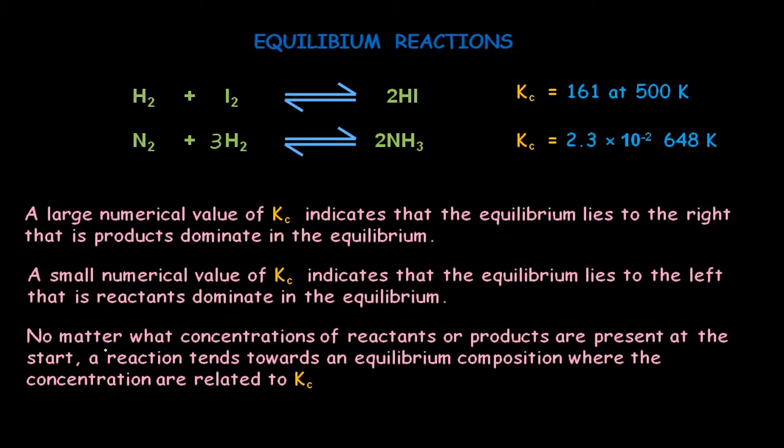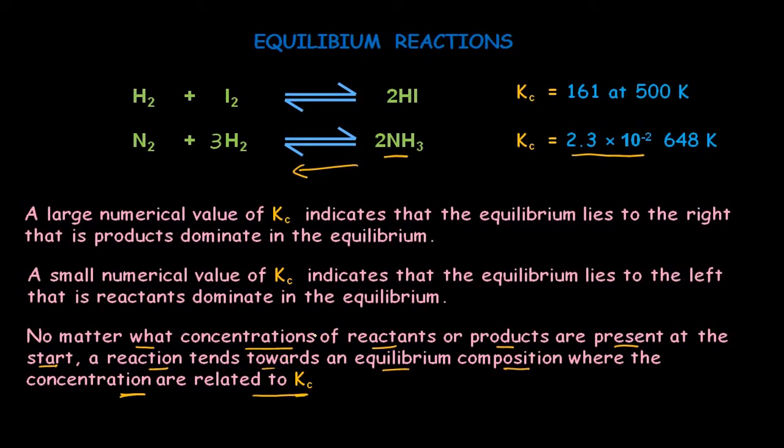And one more point we need to note is that no matter what concentration of reactants and products we start with, that is present at the starting of the reaction, a reaction tends towards an equilibrium composition where the concentrations are related to the Kc. This means that even if we start from the product side, with ammonia that decomposes into nitrogen and hydrogen, the concentrations of these three species will still follow the equilibrium constant value, and it will try to move towards the related concentration of Kc.